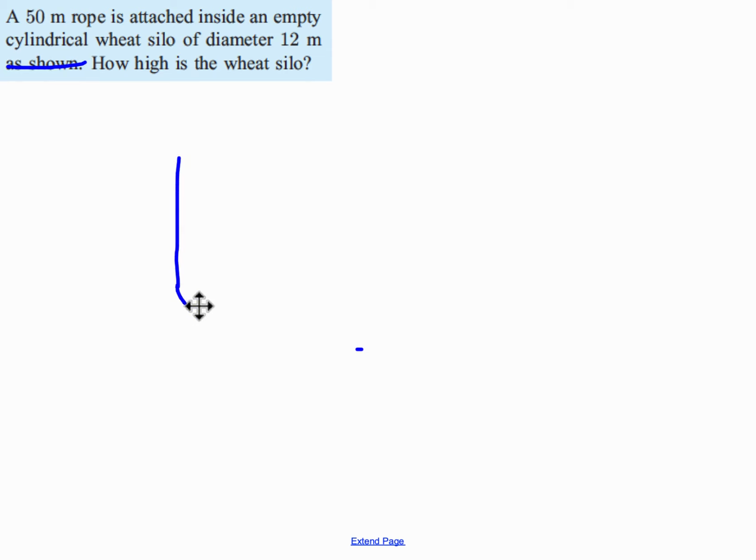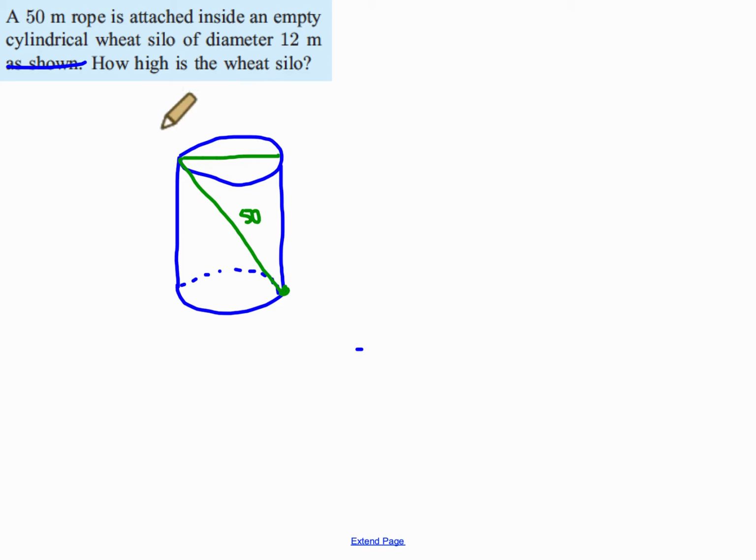Okay, so we got to draw a cylinder, and you need to get used to being able to draw nice pictures. Maybe you put a dotted line for the part you can't see. And I'll go another color, maybe green. Let's say we have a rope from there to there inside of the cylinder, and they tell me that it is 50 meters. And the diameter of the wheat silo is 12. So there we go, we have a drawing.